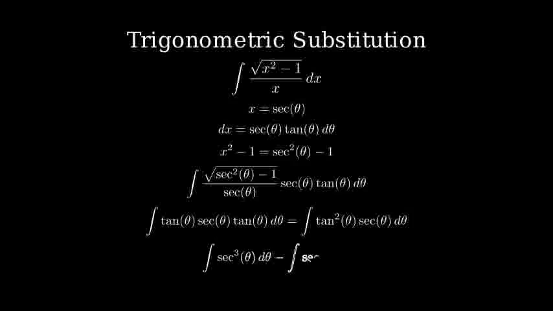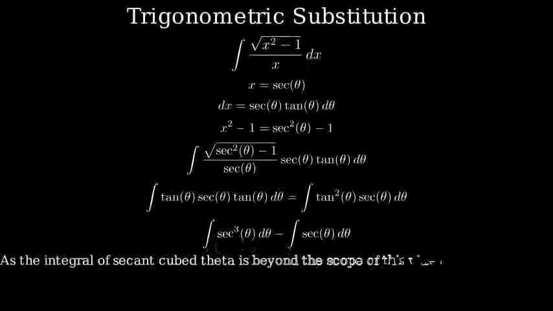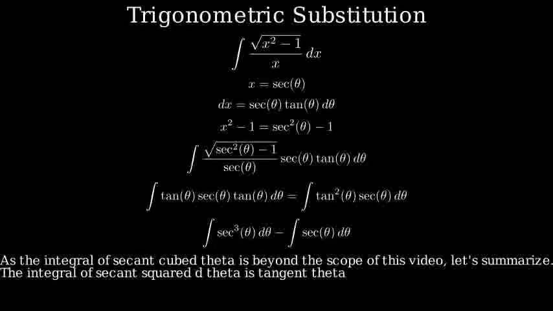The integral of tangent squared theta secant theta can use the identity tangent squared theta equals secant squared theta minus 1. The integral simplifies to integral of secant cubed theta minus secant theta. In other words, we have integral of secant cubed theta minus integral of secant theta. The integral of secant cubed theta d theta by parts is beyond the scope of this video, so let's move on.